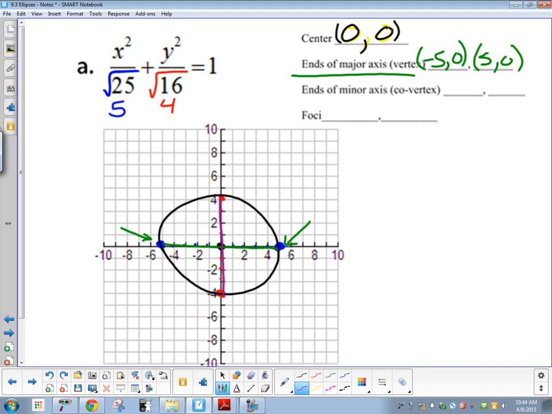So when it's asking for minor axis, you're looking for the baby axis, whichever one's shorter. Okay, so the endpoints of that. So that would be this dot right there and that dot right there. We're just going to label it. So it'd be 0, negative 4, and 0, positive 4.